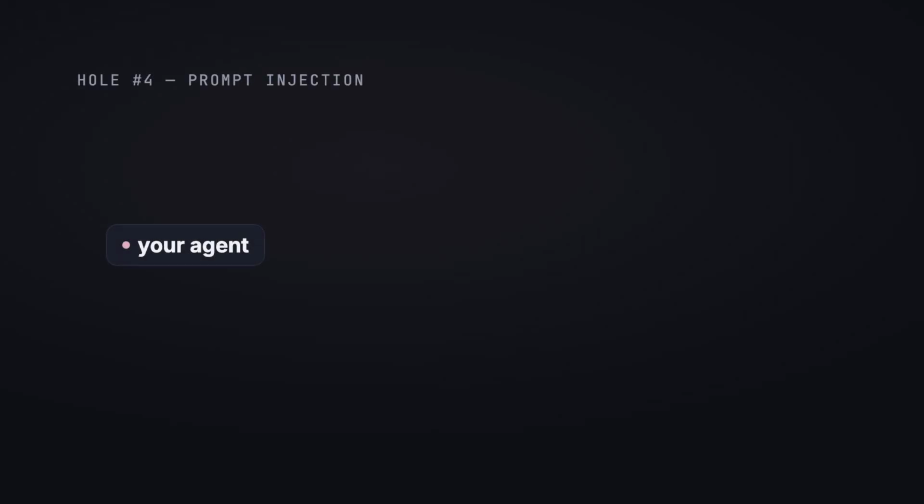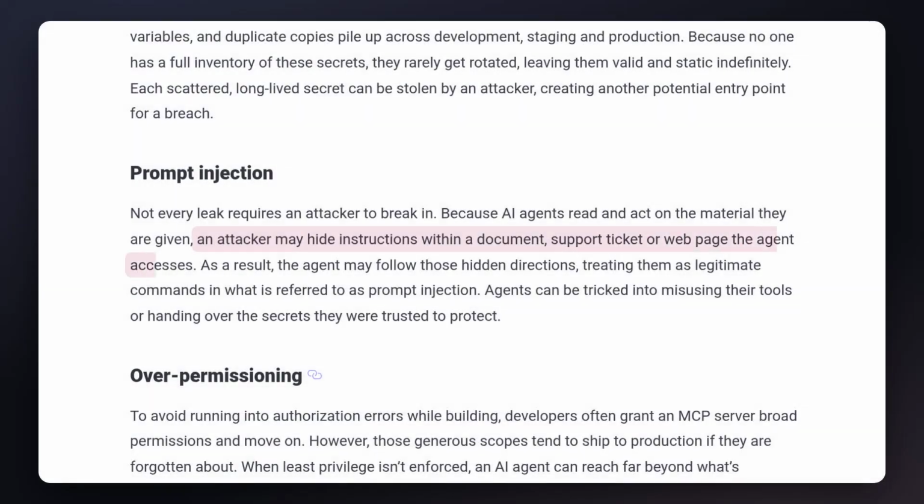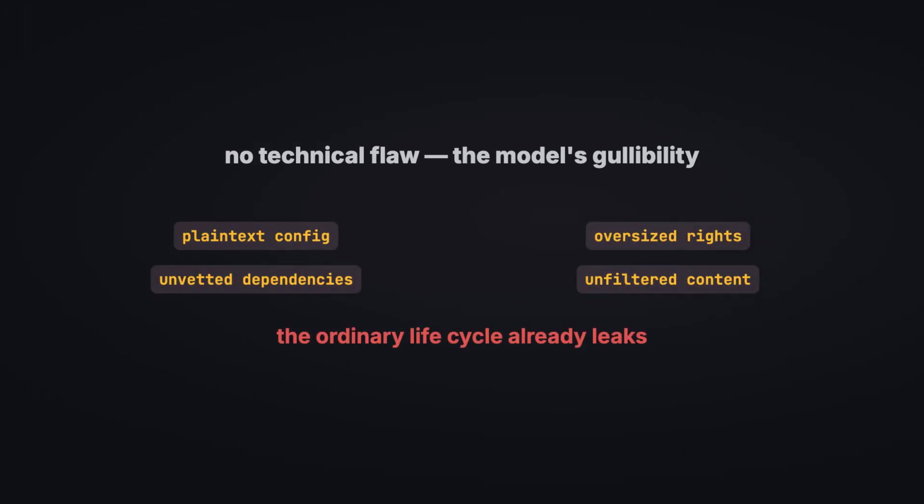Now the fourth hole is the sneakiest one: prompt injection. Your agent reads everything its tools bring back: a web page, a ticket, an internal document. And if one of those contains a hidden instruction, the agent can follow it as if it came from you and use its legitimate tools to expose what it was supposed to protect. That leak doesn't go through any technical flaw, it goes through the model's gullibility. So before any sophisticated attack, the ordinary life of an MCP server, plain text config, oversized writes, unvetted dependencies, unfiltered content, already exposes your secrets.